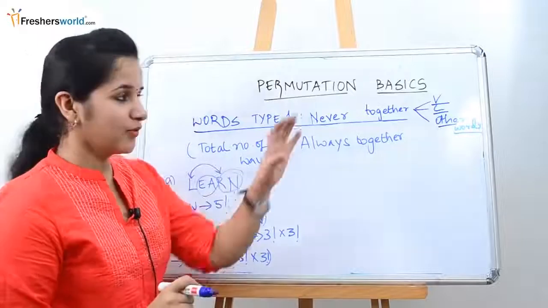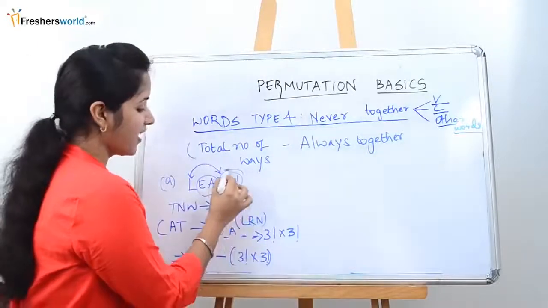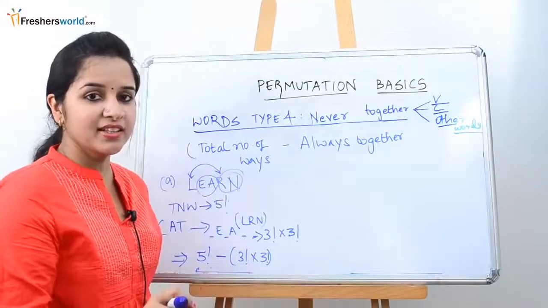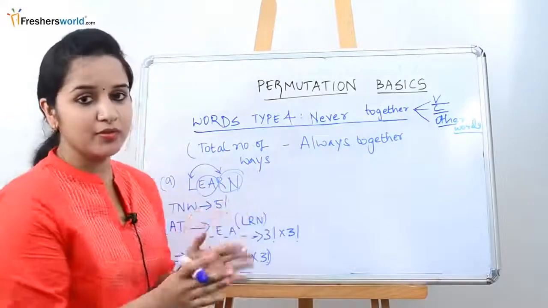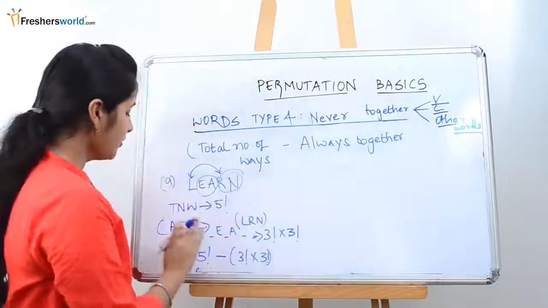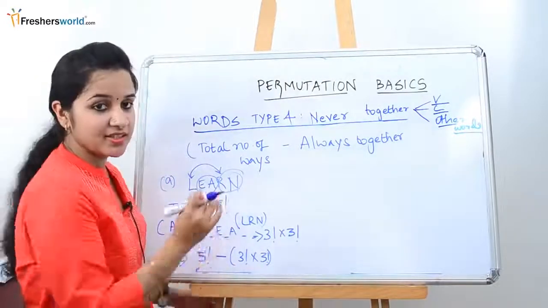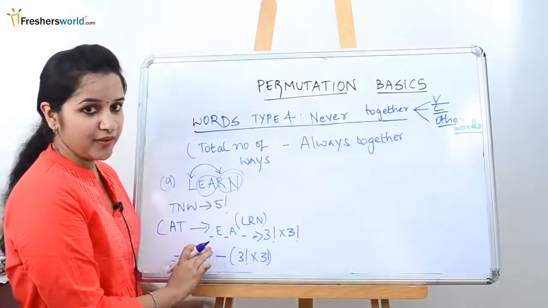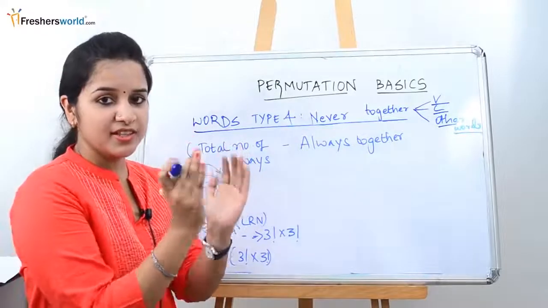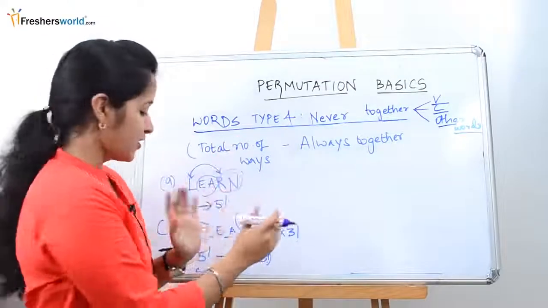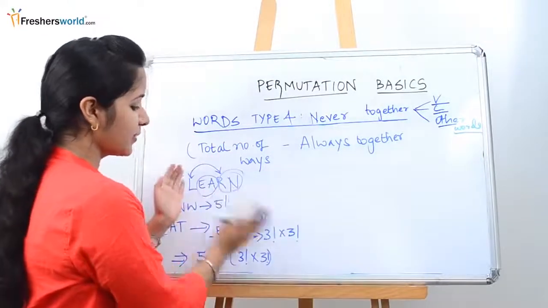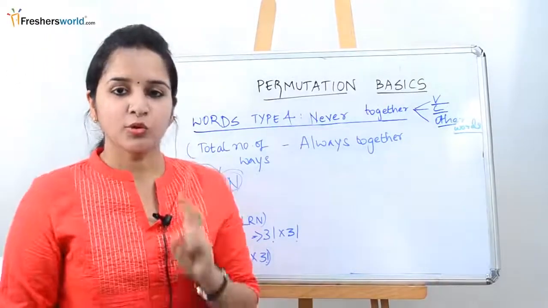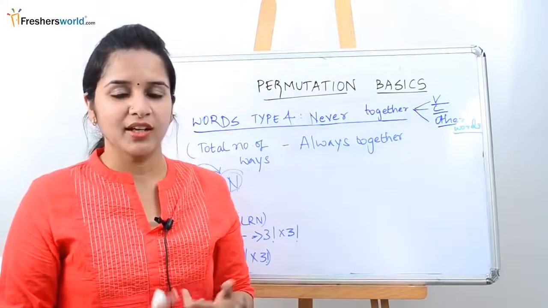In the case of other words, they will ask you a question like R and R can never be together, or L and R can never be together. In that case, you do it the same way as you did for vowels and consonants. The total number of ways the word can be arranged is the number of letters in it. For always together, you club the letters that they have given along with the remaining spaces. Then subtract the always together from the total to get the never together. So in today's video, we dealt with 2 concepts, which are always together and never together.